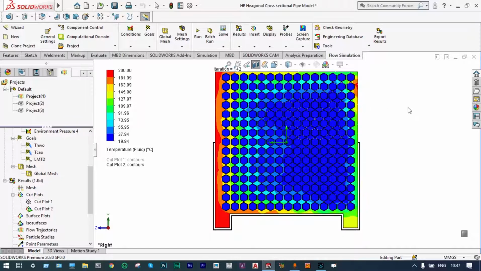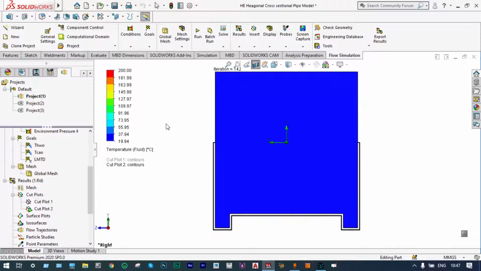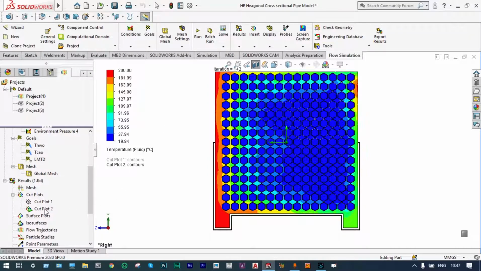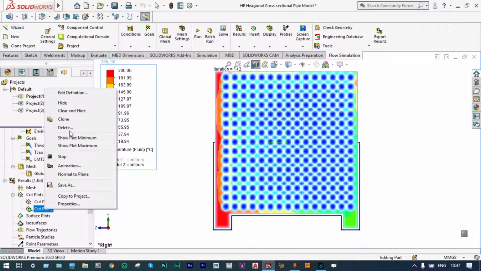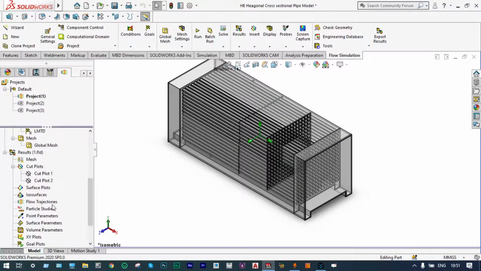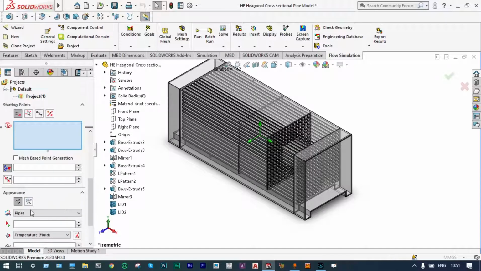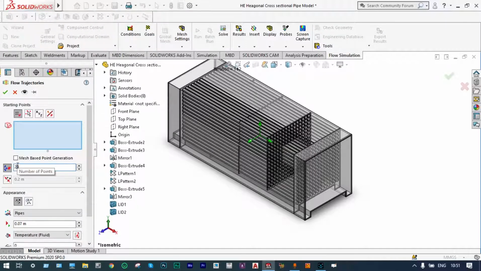Right? Fine. Next, we are going to see the dynamics of flow particles. For that, we have to clear and hide these things. Let us clear and hide. Let us see the dynamics of flow particles. Flow trajectories, insert flow trajectories, and in this case, instead of 20 flow particles, we'll make this one 100, and in the form of arrows only instead of pipes.